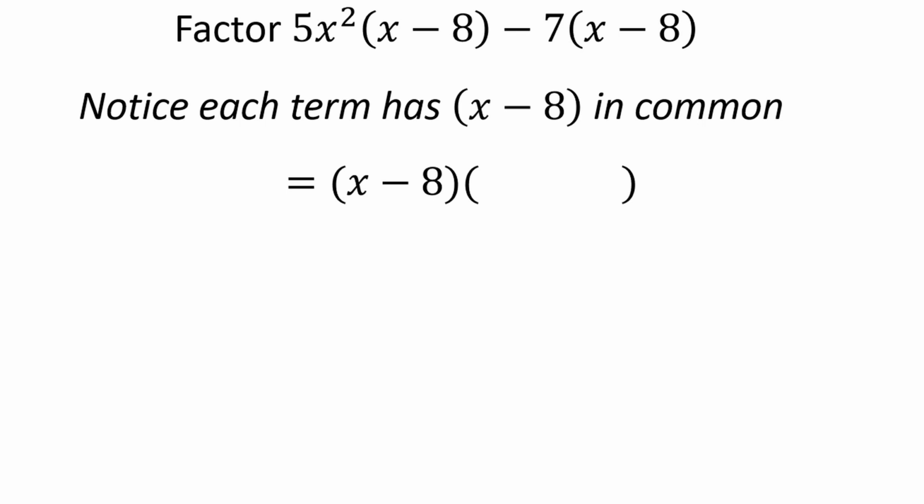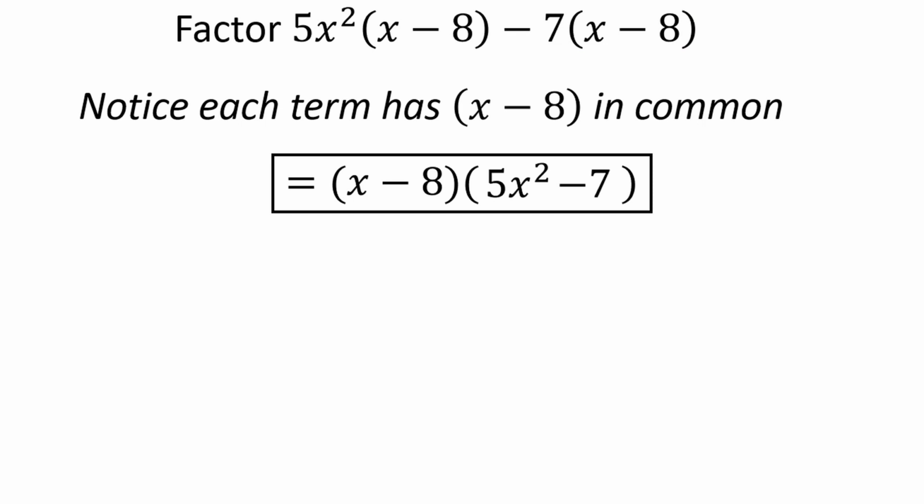Then we need to ask ourselves, x minus 8 multiplied by what will give us 5x squared times (x minus 8)? Well, that just means we need a 5x squared. For the second blank, we ask ourselves, x minus 8 multiplied by what will give us negative 7 times (x minus 8)? Well, here we just need a negative 7. Altogether, we have (x minus 8) times (5x squared minus 7).